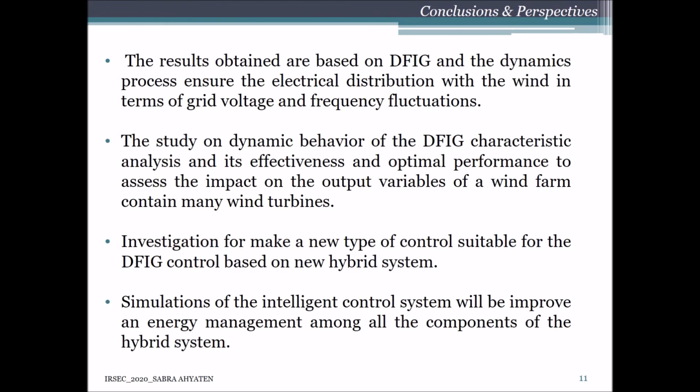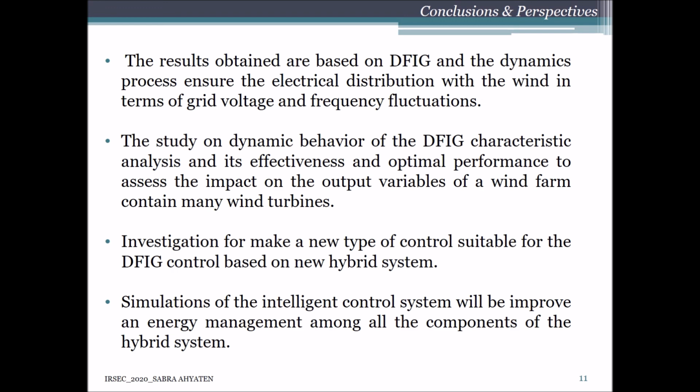The results show the dynamic behavior of the DFIG ensuring the electrical distribution with the wind in terms of the grid voltage and the frequency fluctuation. On the other hand, it also gives a view on the study of the dynamic behavior of the DFIG characteristic analysis and its effectiveness and optimal performance to assess the impacts on the output variable of the wind farm containing many wind turbines, which means that an adequate study for choosing the type of the control suitable for the DFIG is necessary.